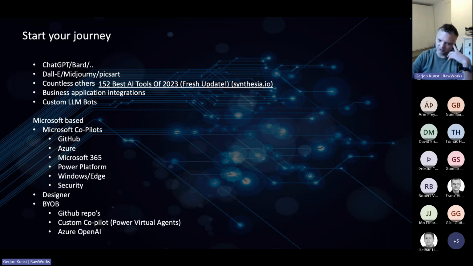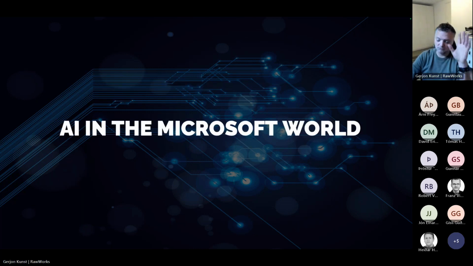And we're gonna build your own bot. That's what we're gonna look at. There are a lot of GitHub repos where you can build your own bots. You can build your own custom Copilots, and the Azure OpenAI, of course. So there's a lot to play around with in AI. So it's gonna take a lot of spare time. I speak from experience. So now we're gonna look at AI in the Microsoft world.